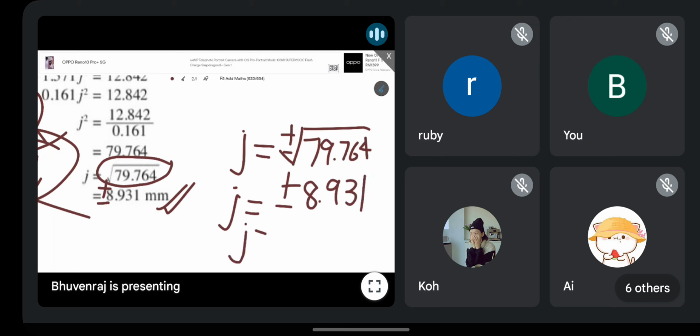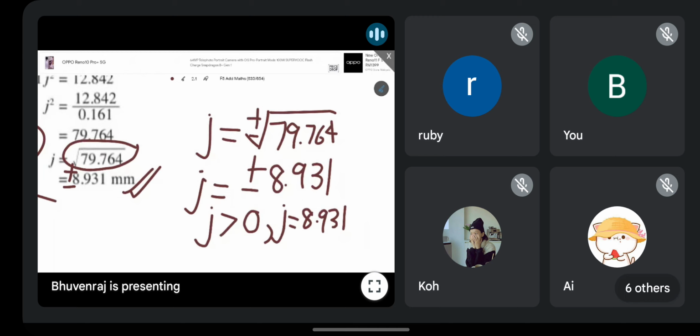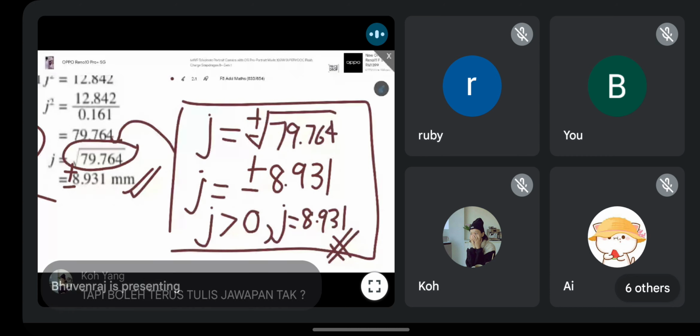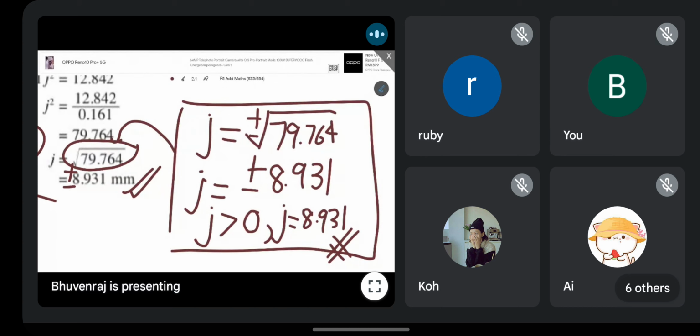Tapi kamu boleh buat kesimpulan J lebih besar dari kosong. That's why J sama dengan 8.931. Like this you can write your answer guys. You can write like this for this part over here in the exam to show this one over here. Okay guys, understand? This one is just the method of presentation only. Okay, nothing much. Alright? Tapi boleh terus, boleh. Can also, no problem. Okay, you won't get deducted.